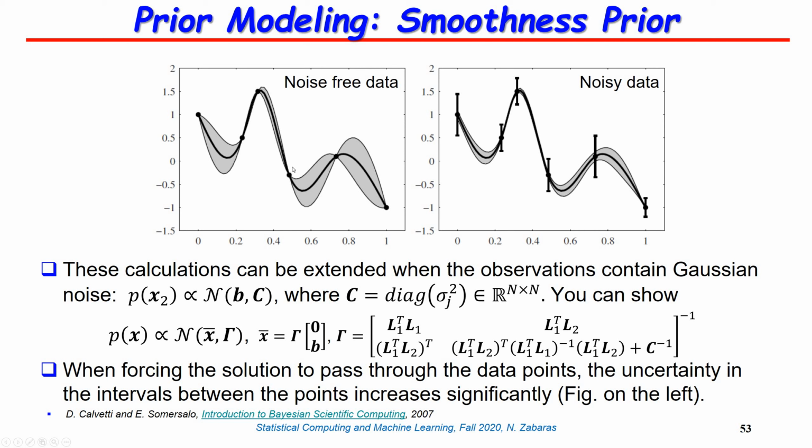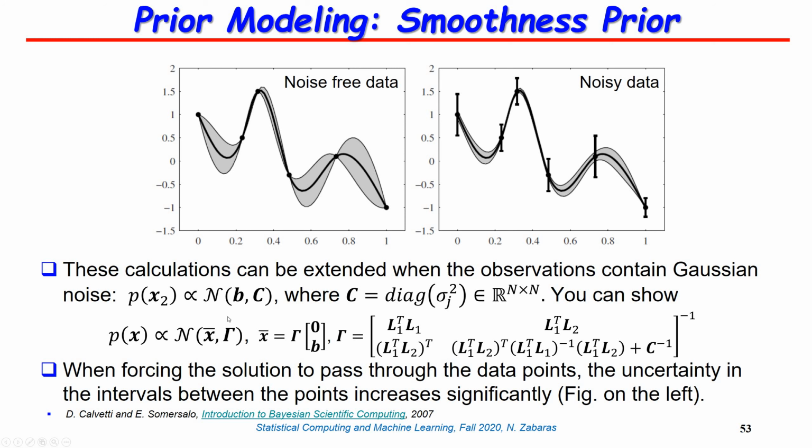Now, if somehow we allow some error bars in the provided data, so if my data are not precisely given, but follow a Gaussian with some covariance that here I take as a diagonal matrix, you can repeat the same calculations that we did before and show that the probability of your function values at the unknown locations turns out to be a Gaussian.